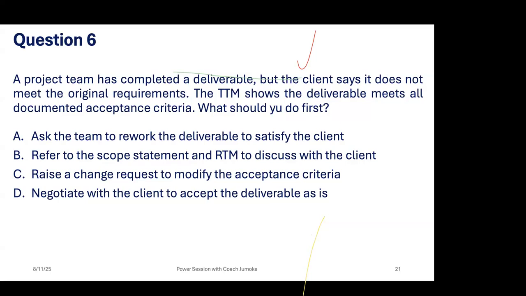Okay, so first of all, we don't have scope statements in Agile. You have a product backlog. And the product backlog is made up of features, value, what is it called again?